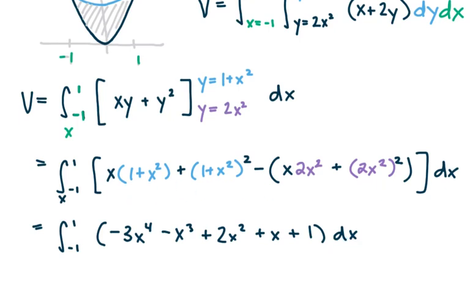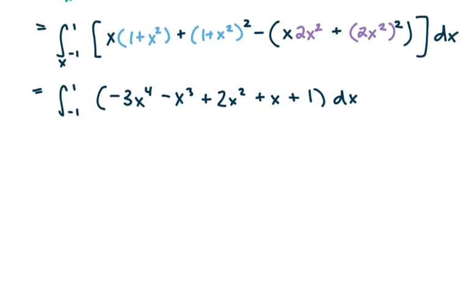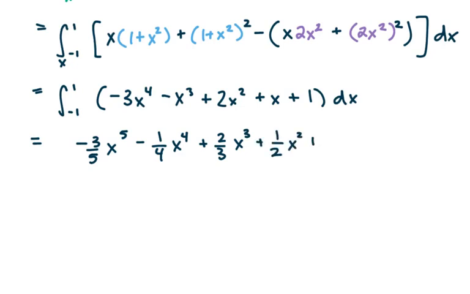So skipping the busy work, and working through this, I'm going to get negative 3/5 x to the fifth minus 1/4 x to the fourth plus 2/3 x cubed plus 1/2 x squared plus x. Now we need to plug in 1 and negative 1. And again, I know you can plug 1 in for all these values and then plug negative 1 in for all these values and subtract those two numbers. So we end up with 32 over 15.